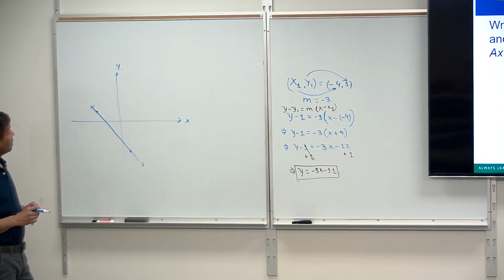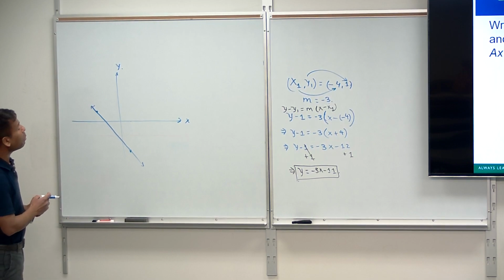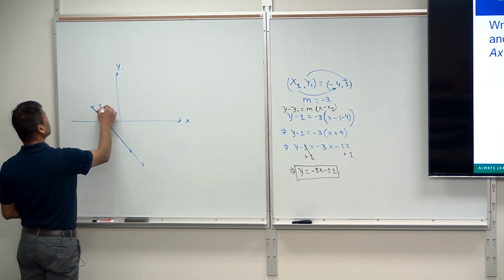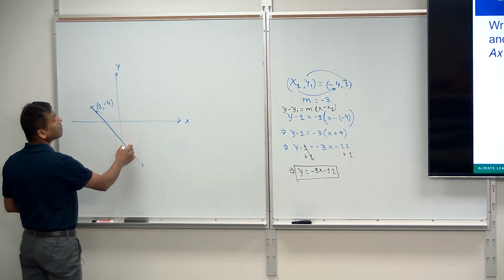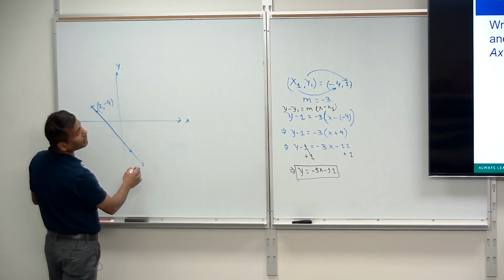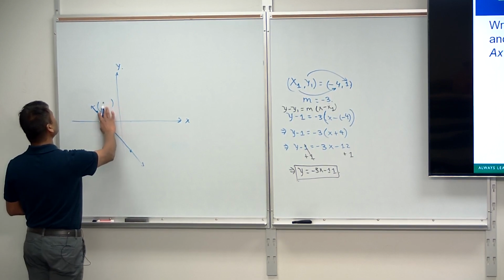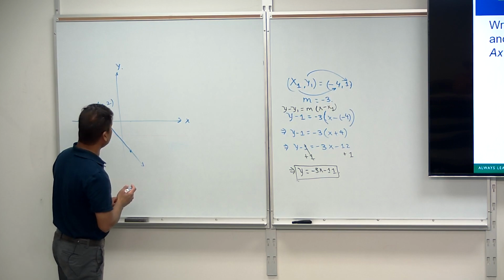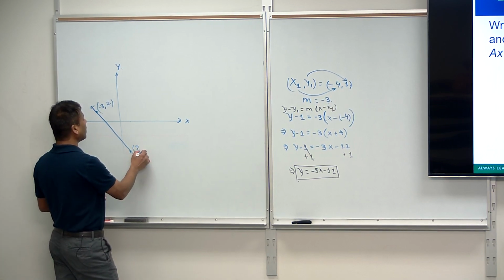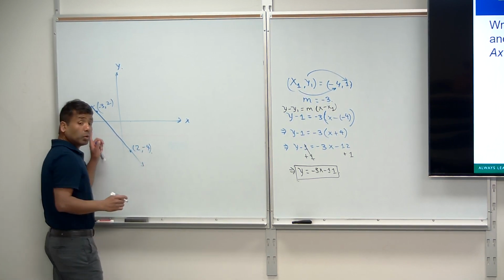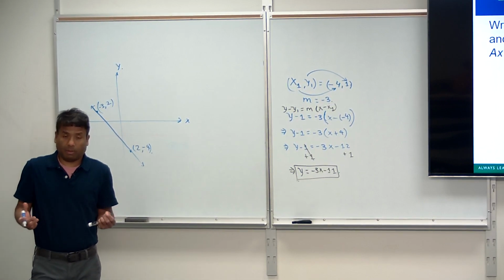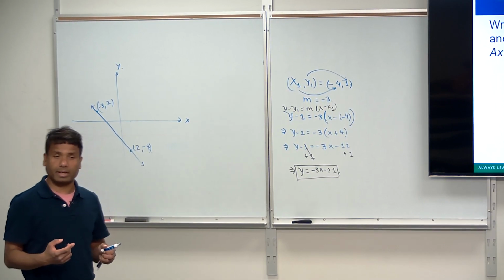So this is the point 2, negative 4, and this is the point negative 3, 2. And this is the point 2, negative 4. You know a point on the line. In fact, you know two points on the line, right?